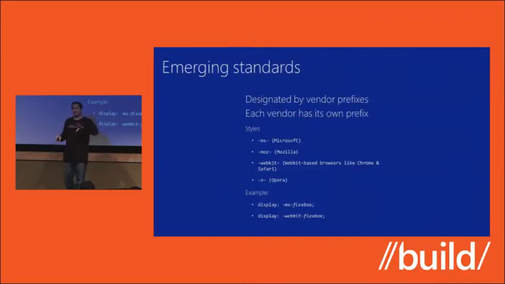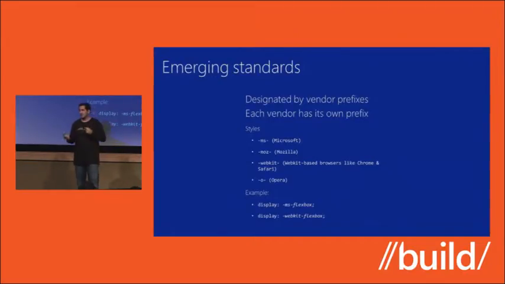So the way that it's designated is through vendor prefixes. Who knows what vendor prefixes are? Okay, cool. Awesome. And so this is the time when you can experiment with new features. And what we've tried to do is give you a prefix that lets you experiment. So you can put it into your browser, you can put it into your source code, and figure out whether a specific feature makes sense for your specific use cases and your specific customers.